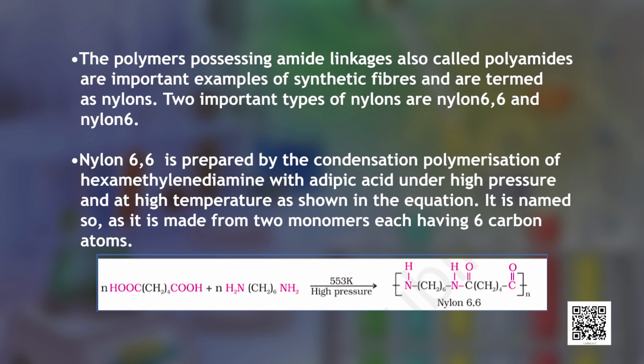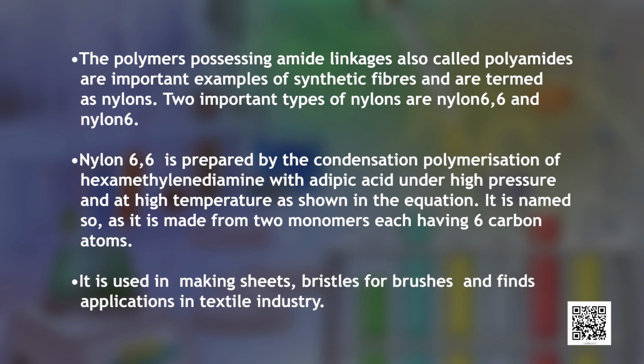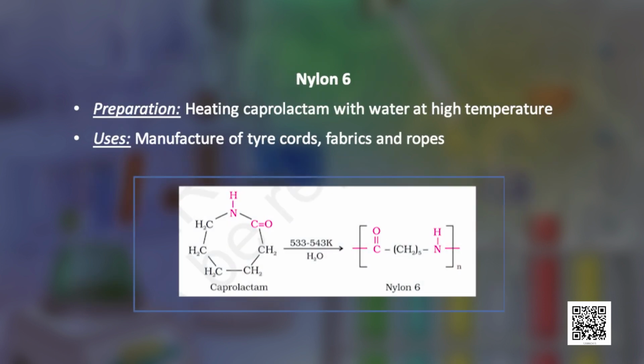It is named so as it is made from two monomers, each having 6 carbon atoms, and it is used in making sheets, bristles for brushes, and finds immense application in textile industry. The other type is nylon 6, which is used in the manufacture of tire cords, fabrics and ropes. This is prepared by heating caprolactam with water at high temperatures as depicted in the equation.